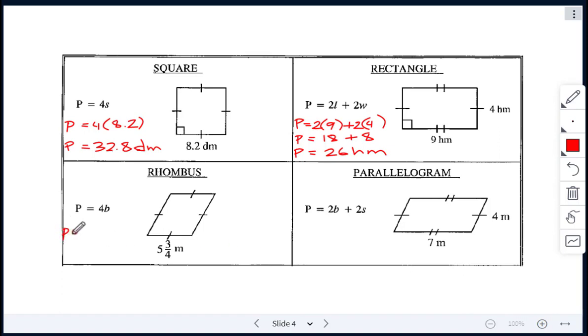The perimeter is 4b. A lowercase b here represents base. So we're going to do 4 times 5 and 3/4. Feel free to just put that in your calculator. When you put that into your calculator, we end up with 23 meters.